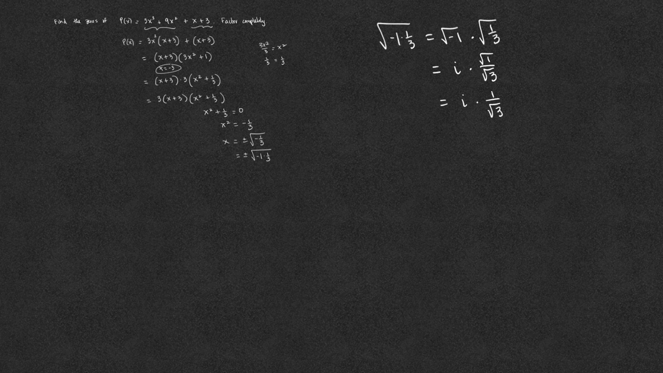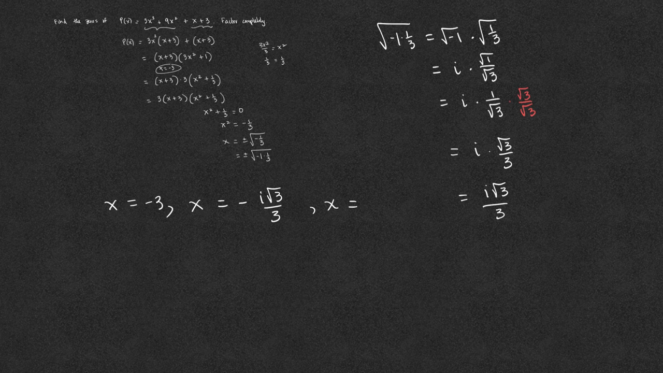To not have the radical in the denominator, we would multiply by a well-chosen one to rationalize the denominator, root 3 over root 3. This will give us i times root 3 over 3, or i root 3 over 3. And this is x. And so the three zeros are x equals negative 3, x equals negative i root 3 over 3, and x equals plus i root 3 over 3.